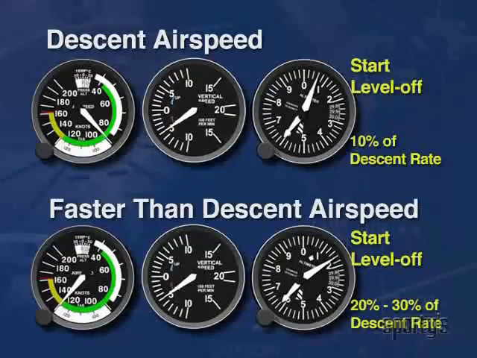To level off at an airspeed higher than descent speed, lead the level off by 20 to 30% of the rate of descent. In the 500 foot per minute example, you would add power and start your level off between 100 and 150 feet before reaching your desired altitude.